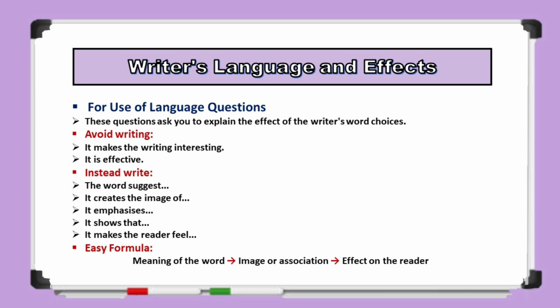A simple way to answer these questions is to follow an easy formula. First, explain the meaning of the word or phrase in the context of the passage. Then describe the image or association it creates in the reader's mind. Finally, explain the effect that this image has on the reader. If you practice following this sequence every time, your language analysis answers will become much stronger.